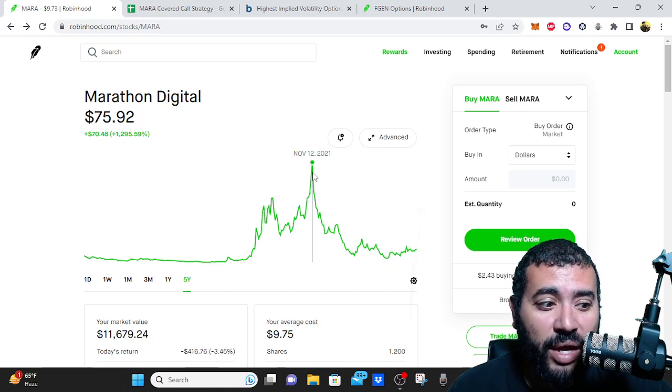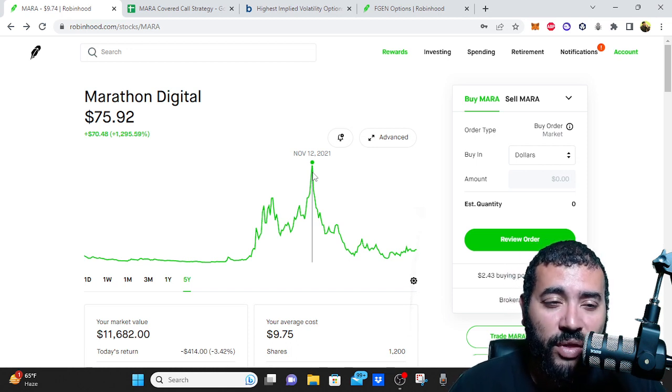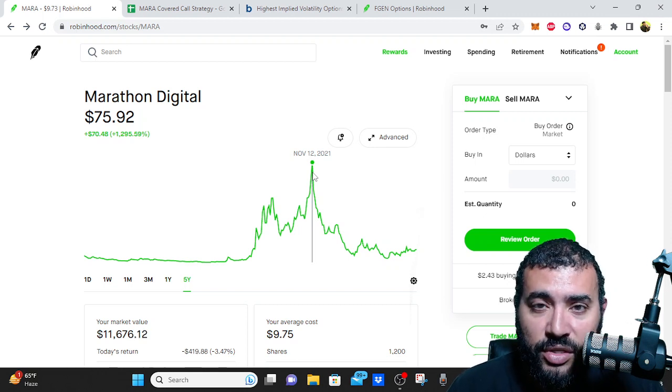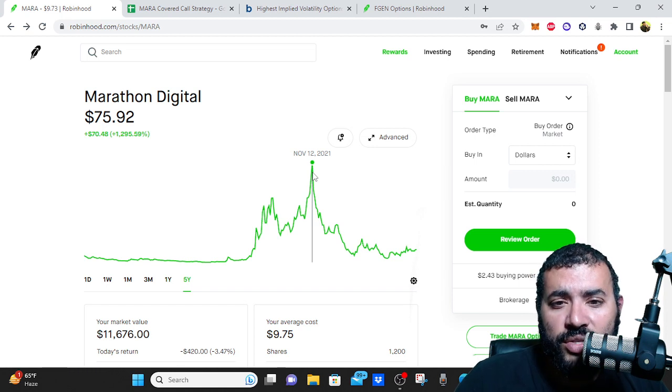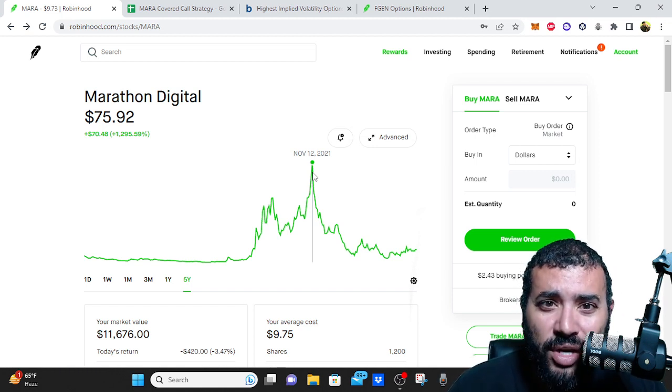I will still have my altcoins, my Bitcoin. I'll still have all of that, but I will move on to something else that I believe can provide me good returns with a covered call strategy, a specific stock. And so what does that look like? Well, it looks like finding the right stock.